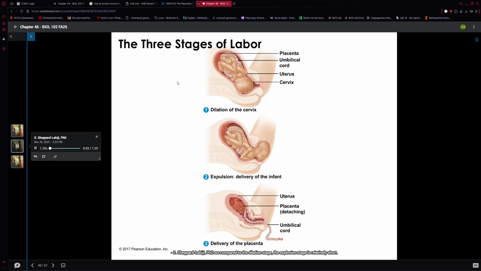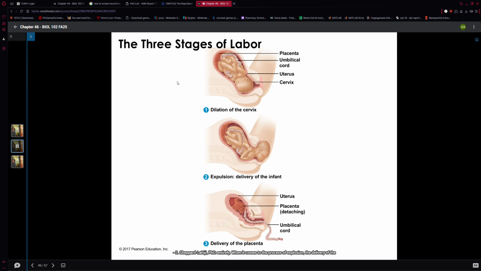So compared to the dilation stage, the expulsion stage is relatively short. That can be in the range of minutes, so it can be 30 minutes to an hour. And if it is not an individual's first child, that time may be significantly reduced. And when it comes to the expulsion stage, this is essentially the time from the head entering the vagina until the baby is expelled entirely.